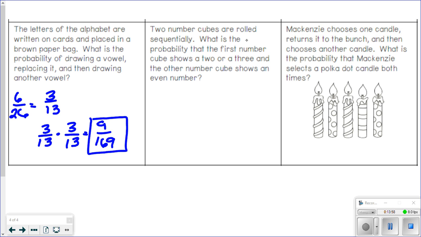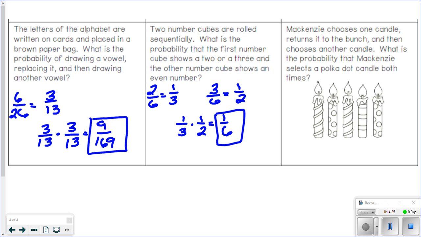All right, 2 number cubes are rolled sequentially. This means one after the other. What is the probability that the first number cube shows a 2 or a 3? So the probability of getting a 2 or a 3 is 2/6, because there's 1 2 and there's 1 3, which simplifies to 1/3. And the other number cube shows an even number. Well, half the numbers are even, so that's 3/6, or 1/2. So we multiply those together, 1/3 times 1/2, and we get 1/6.